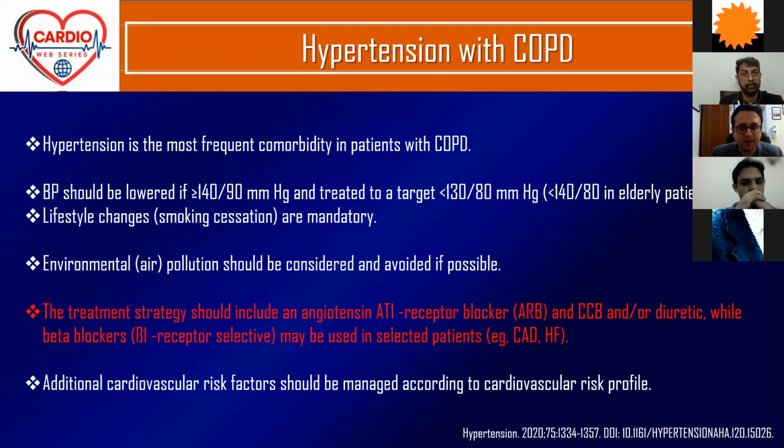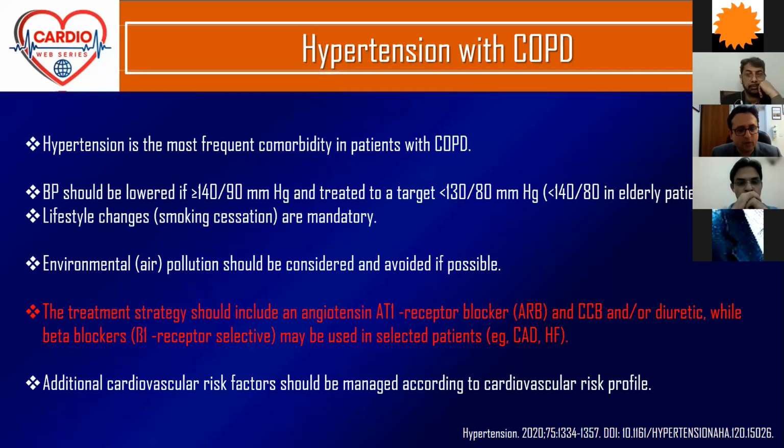Patients who have hypertension and also suffer from COPD, their blood pressure targets are pretty much the same. You start treating them if their systolic is more than 140 and diastolic is more than 90 to a target of 130 by 80. Lifestyle changes, probably top of the line is smoking cessation is mandatory. Environment pollution plays a role in it.